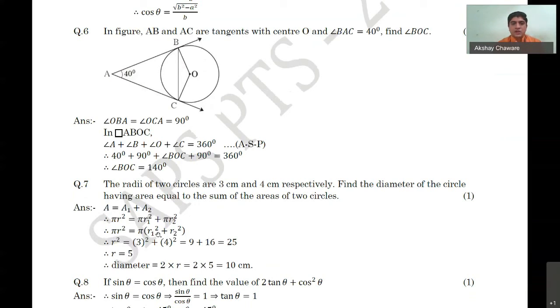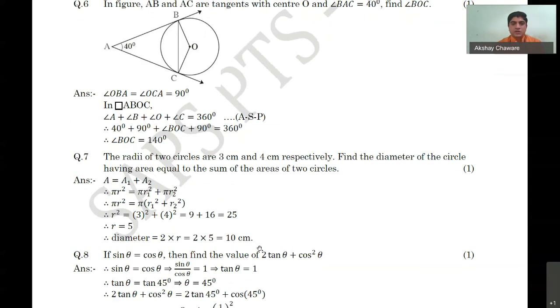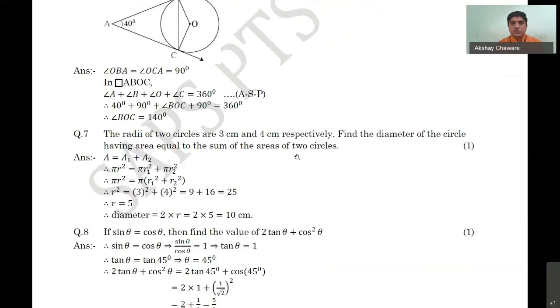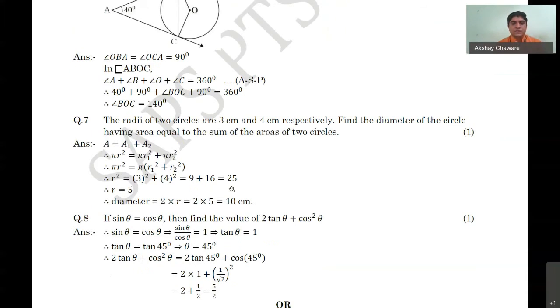Now r1 is 3 and r2 is 4. So we will get r square is 25 and r is equal to 5 after taking square root. Now we know diameter is equal to 2 into radius. So 2 into 5, that is equal to 10 centimeter. Many students have made a mistake here. They have just calculated radius and they forgot to calculate diameter. Okay, so remember this. You have to read the question very carefully.